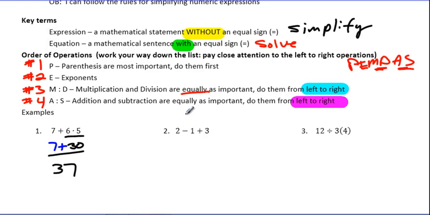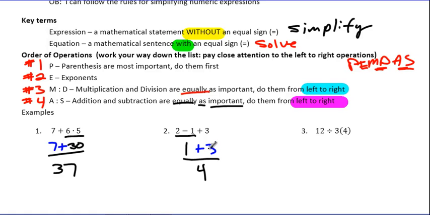Okay, looking at example 2. I have subtraction and I have addition. Subtraction and addition are equally as important, so we're going to do those from left to right. So on the left is subtraction, which means subtraction comes first. That's going to be 1. Again, I'm going to drop down the piece I haven't used yet. And the final answer is 4.